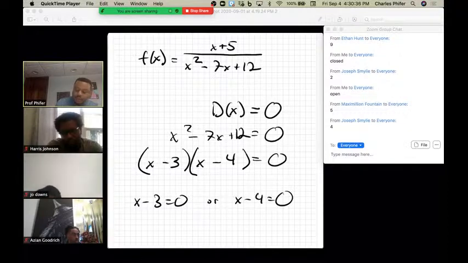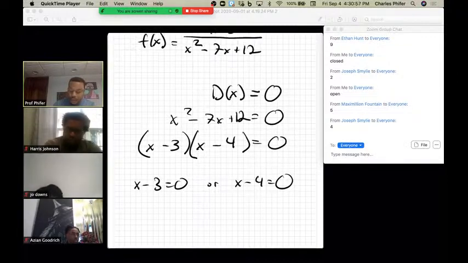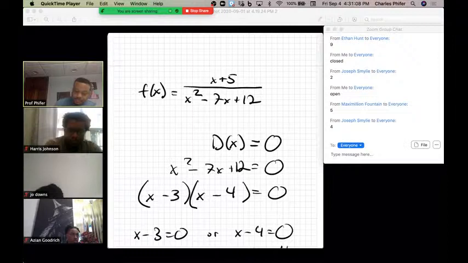Because if any of these are 0, for instance, if this was 0, 0 times anything is 0, right? Say this was 0, 0 times anything is 0. So as long as one or the other is 0, then we get our 0. So that's the logic behind the zero factor property. So we set each one to 0 and we solve. Then from this one we get x equals a positive 3, and this one we get x equals a positive 4, right? So what we're saying is that in the original, x cannot be equal to 3 or 4. We have to throw those two out.